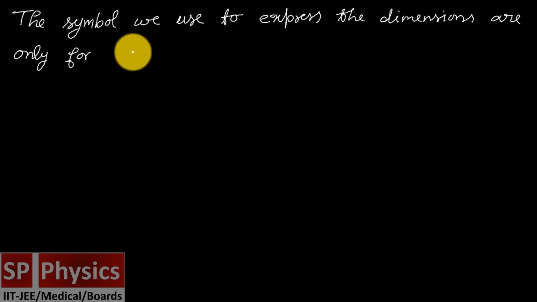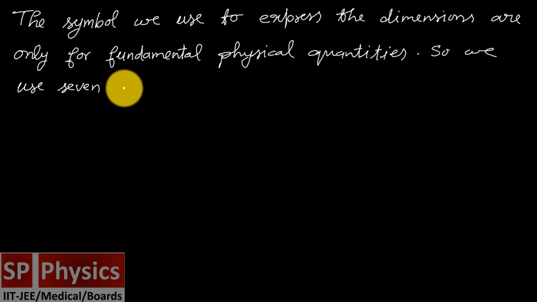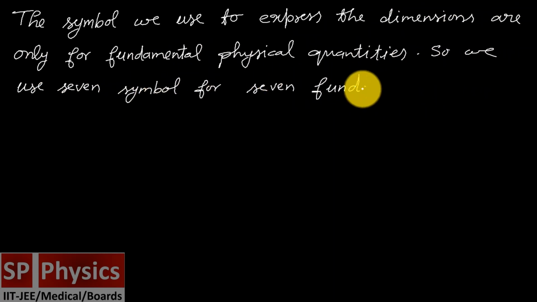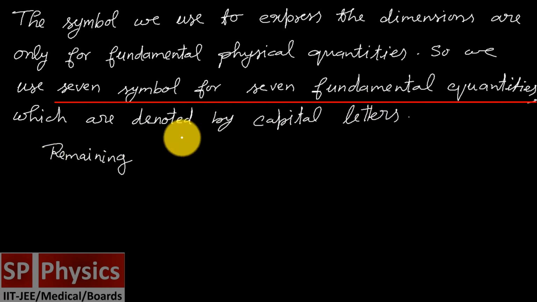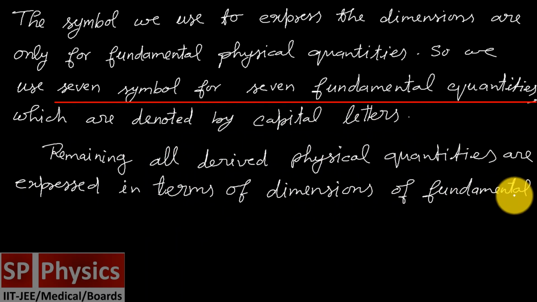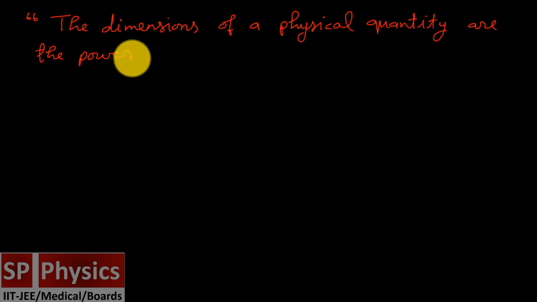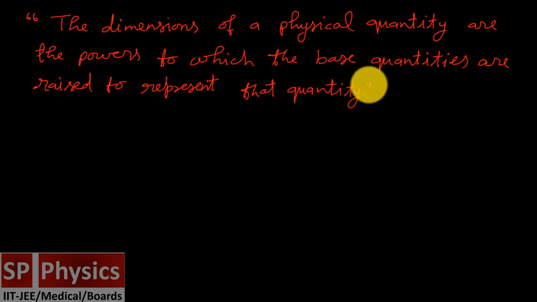The symbols we use to express the dimensions are only for the fundamental physical quantities. So, we use 7 symbols for 7 fundamental quantities, which are denoted by capital letters. All remaining derived physical quantities are expressed in terms of dimensions of fundamental quantities. The dimensions of a physical quantity are the powers to which the base quantities are raised to represent that quantity. Dimensional quantities are represented in square brackets like this.